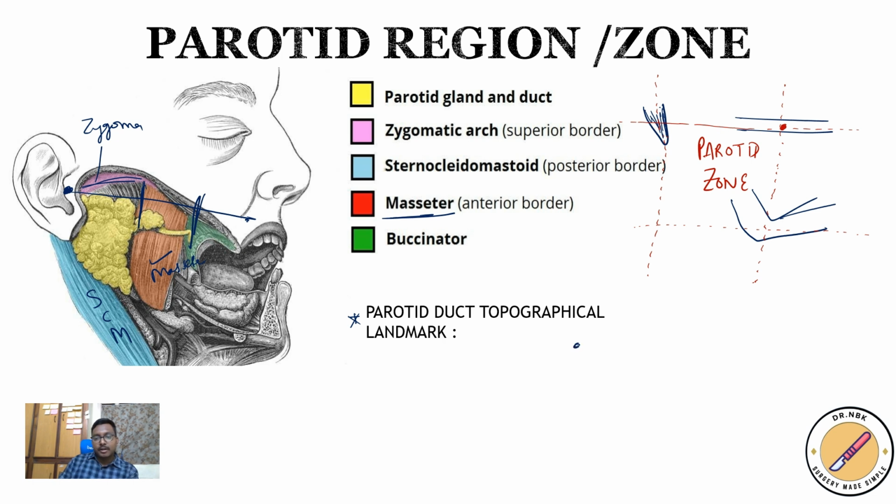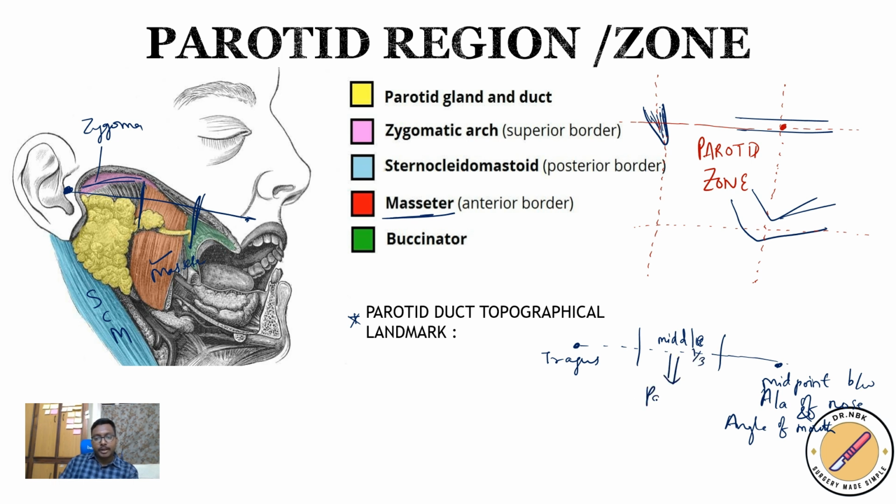I'll just draw here. This is the tragus we have. So this is the midpoint between the ala of the nose and the angle of mouth. We will draw this line. We will join these two points. So we will divide it into three parts. This middle one third corresponds to the parotid duct.